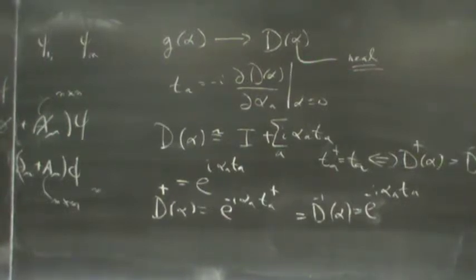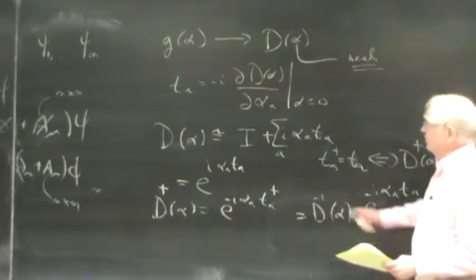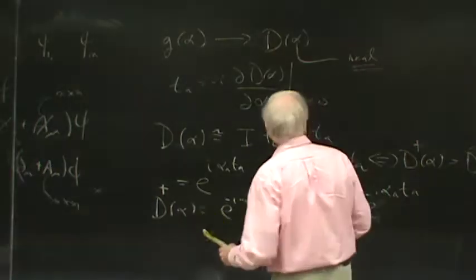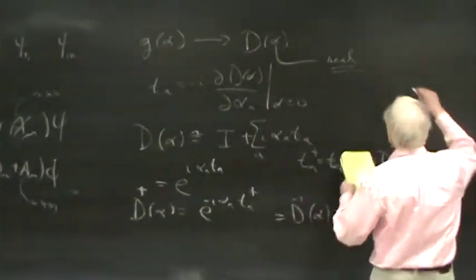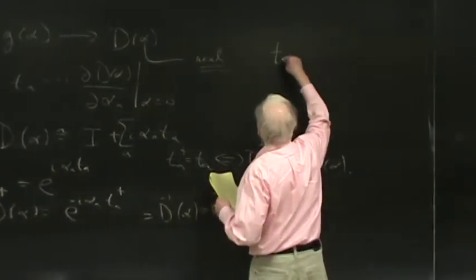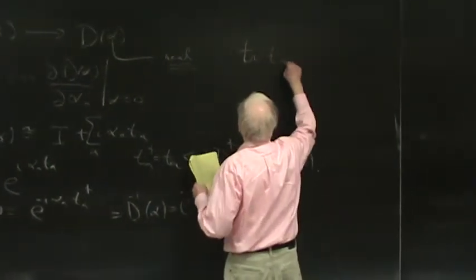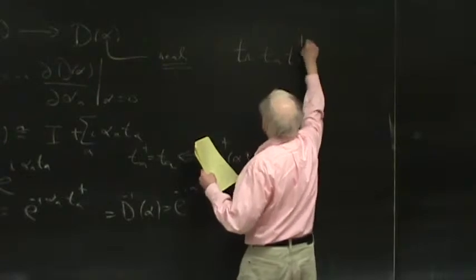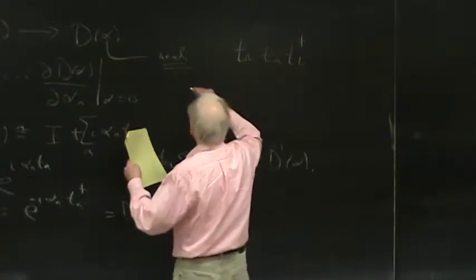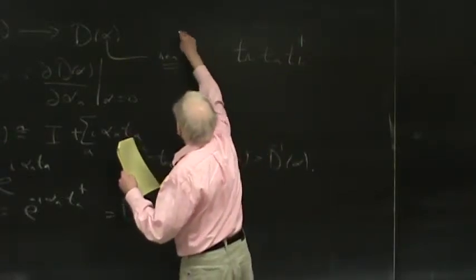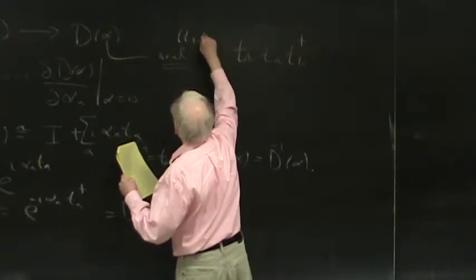Okay. All right, now, if we take these generators, we can define an inner product on them. And a natural inner product is the trace of T_A T_B dagger. We can call this the inner product of, let us say, T_B with T_A.